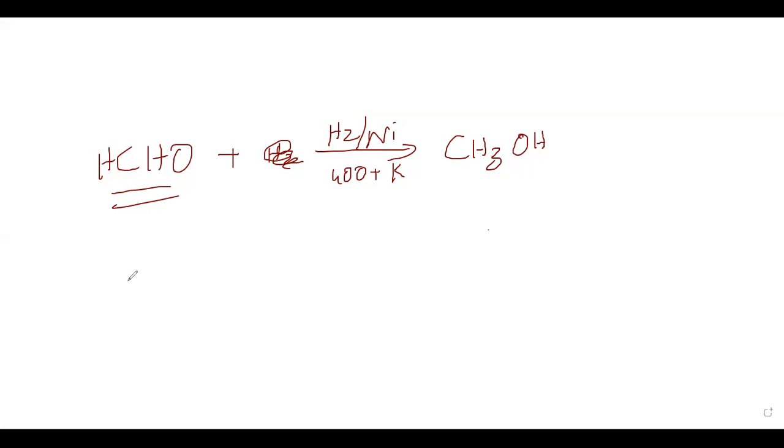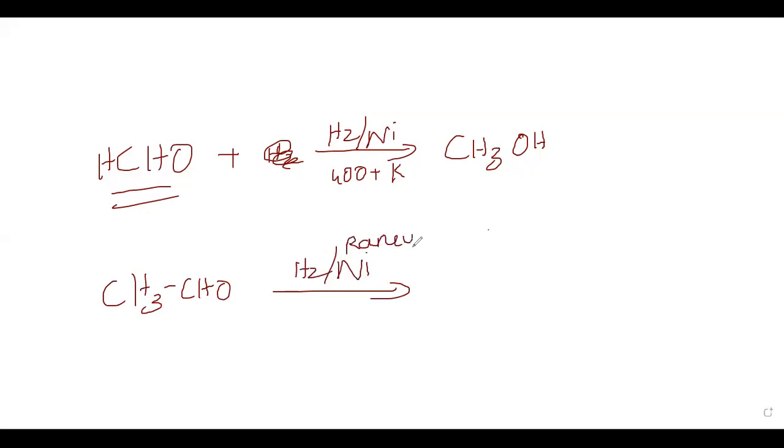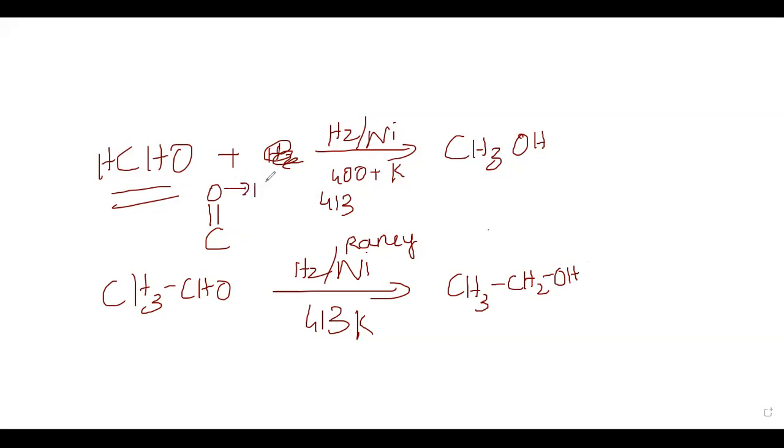So next one, like this: CH3CHO giving H2 in presence of Raney nickel. Okay, 413 Kelvin. Here also it is 413 Kelvin. All right, you are getting CH3CH2OH. Okay, means what? In this carbonyl carbon, one of the hydrogens is getting attached here.